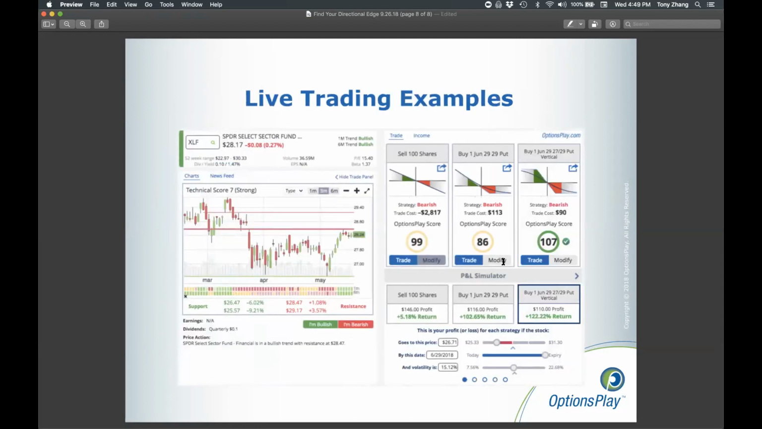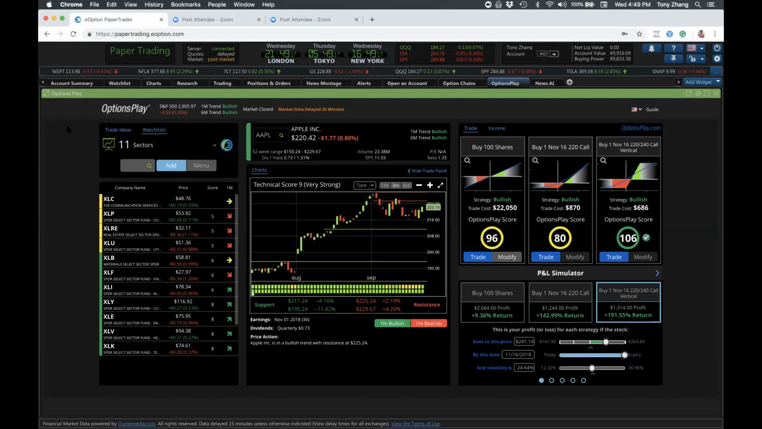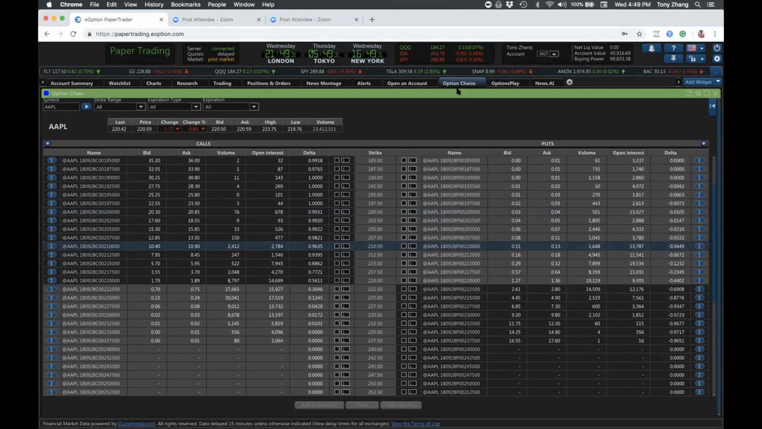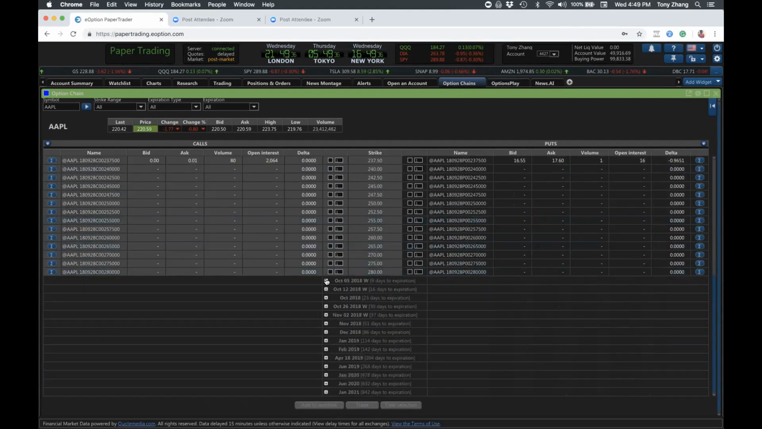So with that, I want to bring up some examples and actually show you some actual trades and see what we can find here. So here's the OptionsPlay tool. For those of you that have never used it before, you can find OptionsPlay by clicking on the OptionsPlay tab. We built this tool because we wanted a user experience that was easier to interpret than simply looking at the option chains. When you're looking at the option chains, you don't really get a sense for direction of the stock.